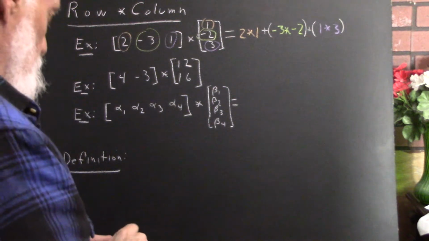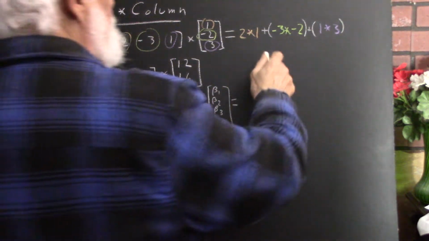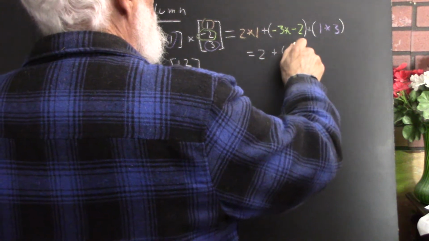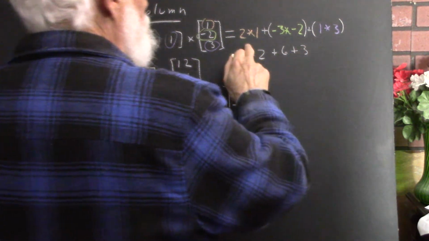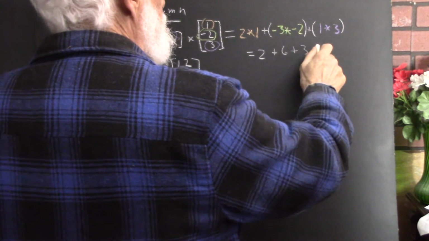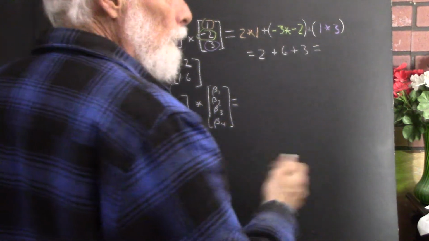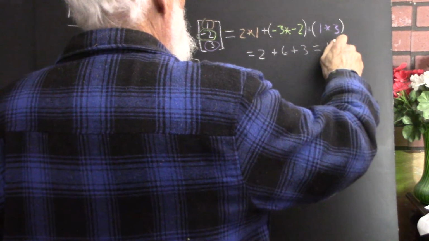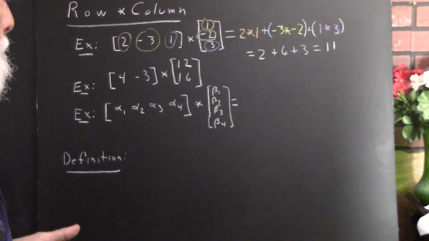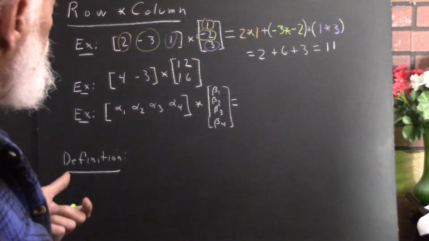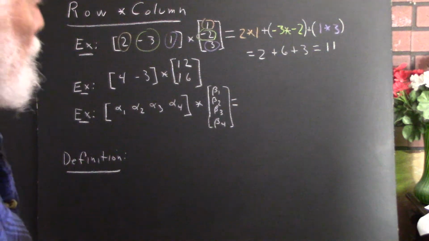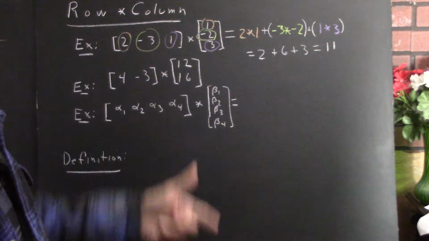And when we do that, we find that we get 2, 6 here, 3 here. And if I can do my arithmetic right, you got to watch me on that, that's 11. Okay, very simple. Nothing to it.